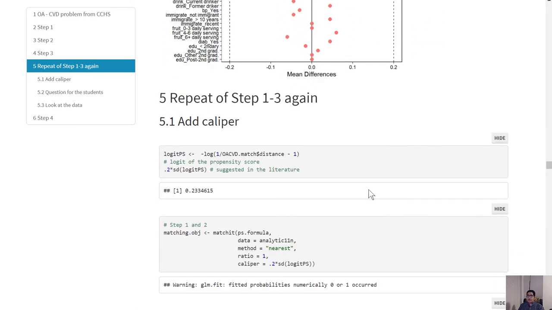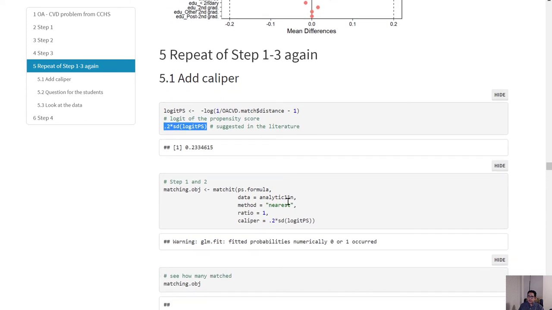Alright, so how can we do better? We can try to add a caliper. In the literature it was suggested that 2 standard deviations of the logit of the propensity score is considered the suggested caliper. So what does that mean? In here, in the caliper, I am simply going to put this value, and that would mean that the difference between the 2 propensity scores cannot be more than 0.233 when we are matching.